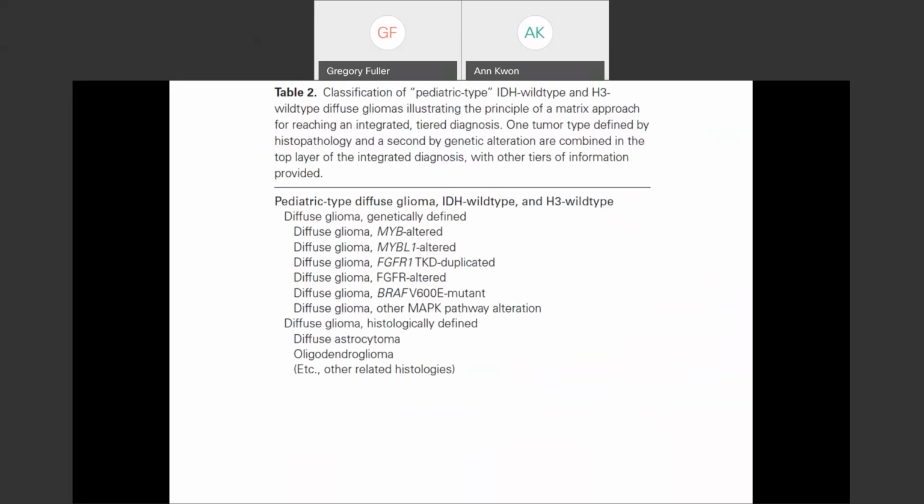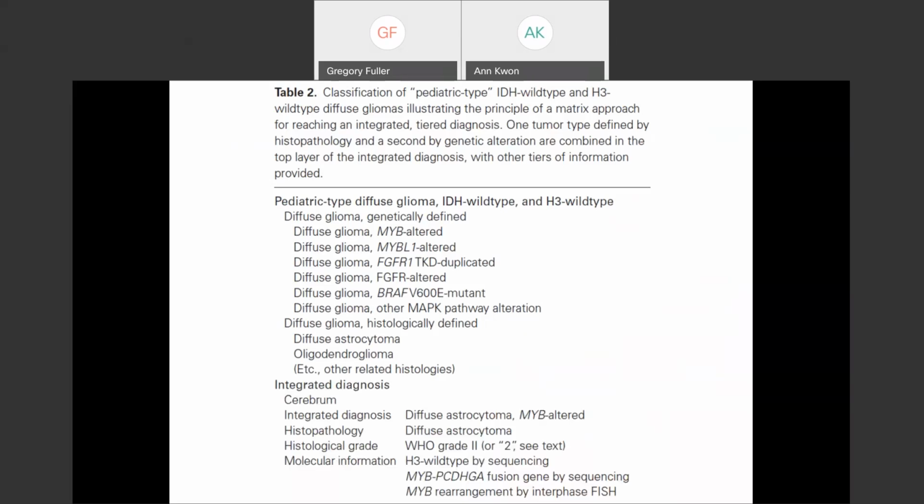Pediatric patient, it's a diffuse glioma, it's IDH wild type, and it's H3 wild type. So those are not the drivers. Those are not relevant. All right, we can define it genetically and histologically. Genetically defined. Look at all these different alterations: MYB, MYBL1, FGFR1, etc. All of those have been reported, and they're all diffuse gliomas. What they can look like histologically, look at the bottom part. They can look either like astro or oligoastro, etc. So the histology is not specific to one of these molecular alterations, and these are important alterations, some of which may be targetable.